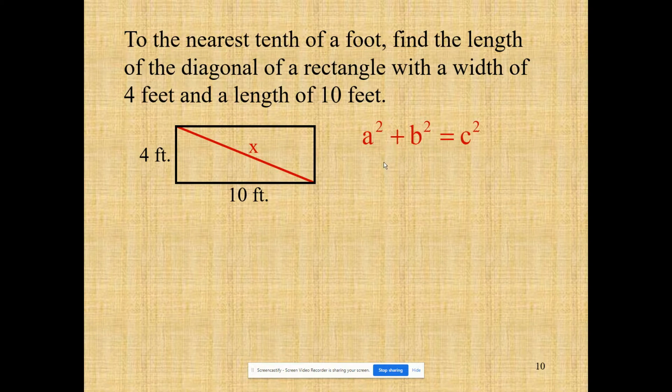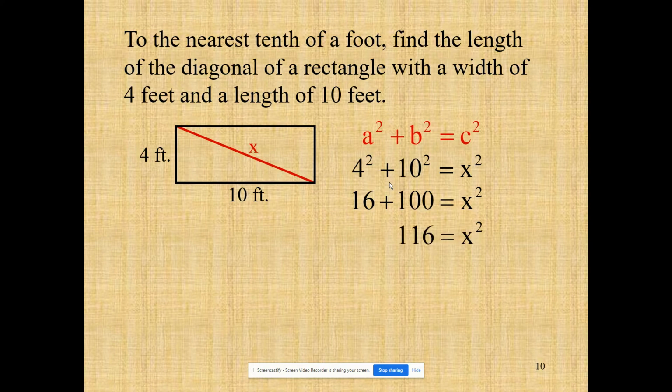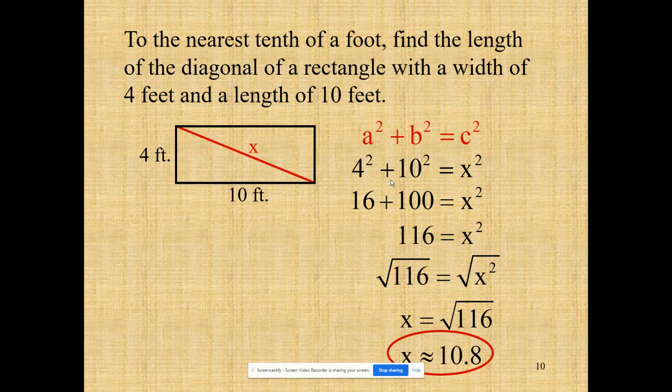So I am going to look at my a squared plus b squared equals c squared. And I am going to put in my 4 feet and my 10 feet and my x squared. So 4 squared plus 10 squared equals x squared. Now I have 16 plus 100 equals x squared. Add that together, I've got 116, and so I'm going to square root both sides. So my x equals the square root of 116, which is about 10.8. Not too bad.